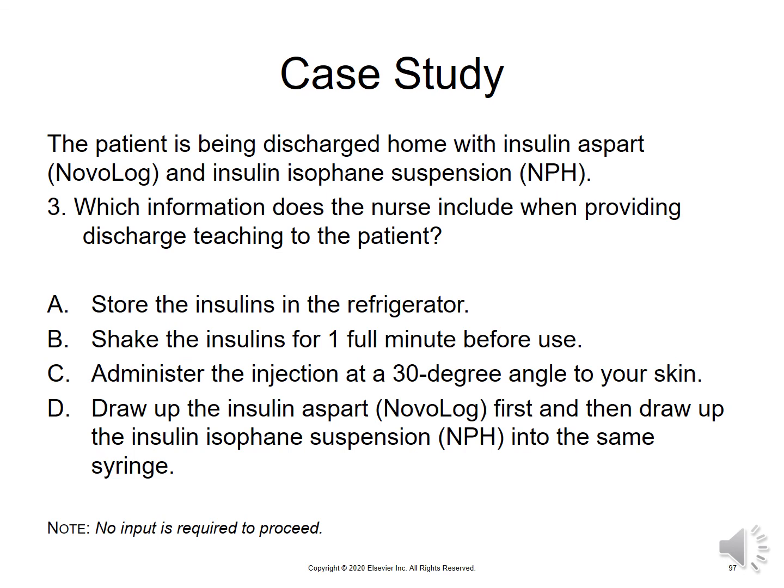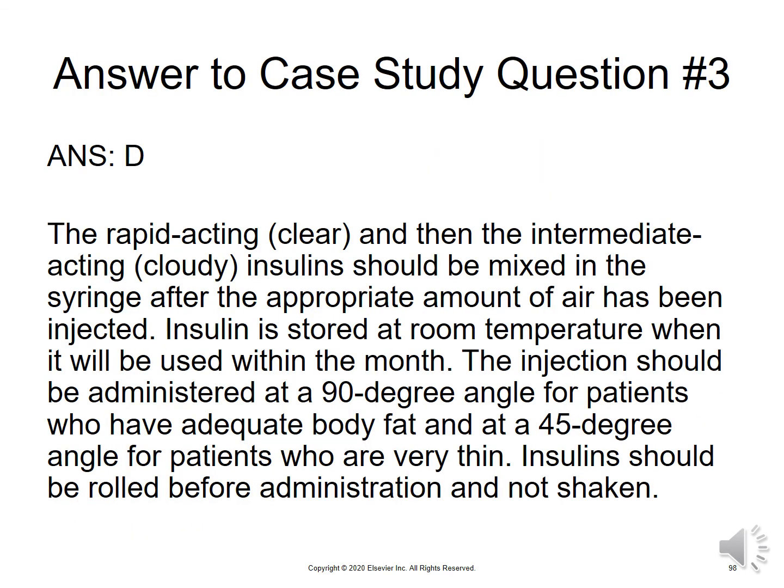The patient is being discharged home with insulin aspart, Novolog, and insulin isophane suspension, NPH. Which information does the nurse include when providing discharge teaching to the patient? Store the insulins in the refrigerator. Shake the insulin for 1 full minute before using. Administer the insulin at a 30-degree angle to your skin. Draw up the insulin aspart first and then draw up the insulin NPH in the same syringe. D. So we have to do the clear and then the cloudy.